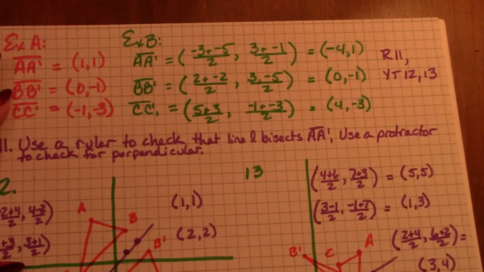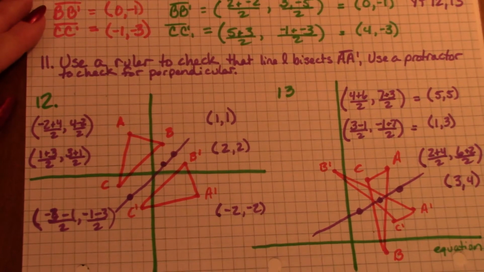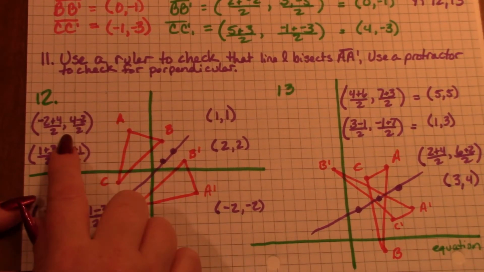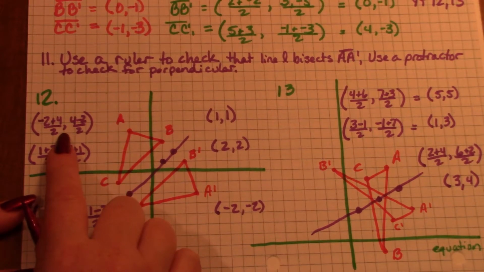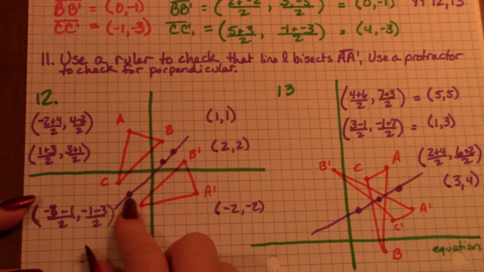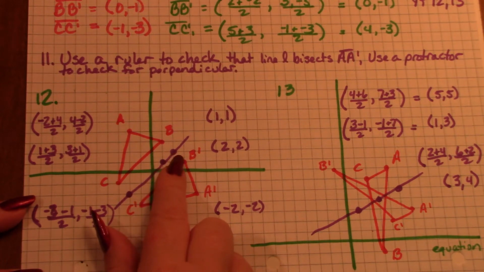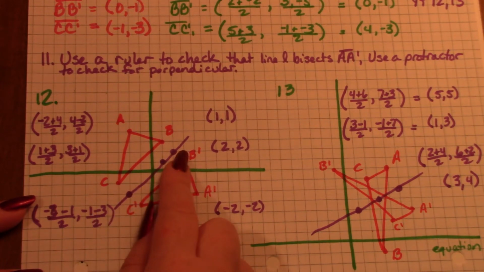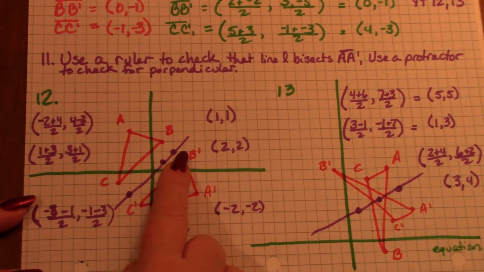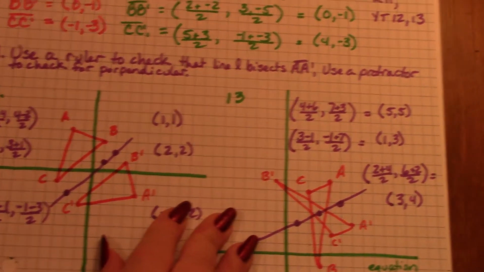And these are numbers 12 and 13. So we have the midpoints for line AA prime, BB prime, and CC prime, and that gives us these 3 points. So when we draw line L, the reflection line, we end up with an exactly diagonal reflection line.